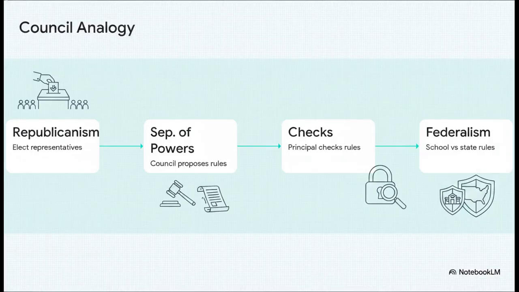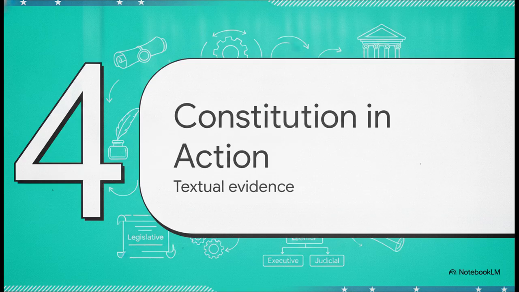Section 3. The school council analogy. Let's make this super concrete using a quick school council analogy. Step 1. When students elect representatives, that demonstrates republicanism. Step 2. If the council proposes a fair rule, that acts as our separation of powers. They have the specific job of lawmaking. Step 3. If a principal or another rule checks that decision, well, that mirrors checks and balances. And Step 4. Distinguishing a rule that only applies to your specific school from a broader statewide educational responsibility, that highlights federalism.